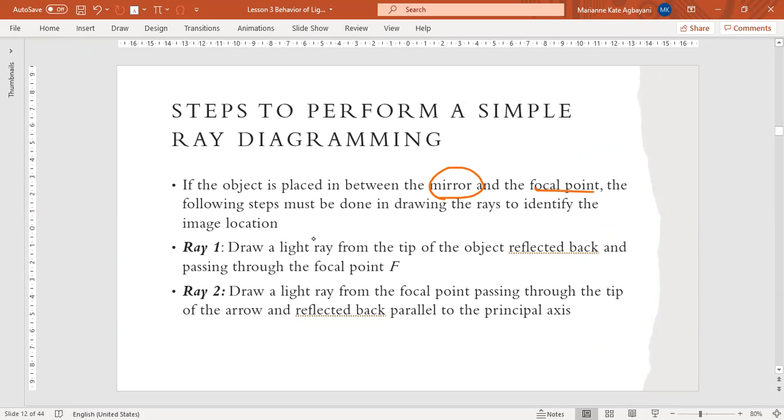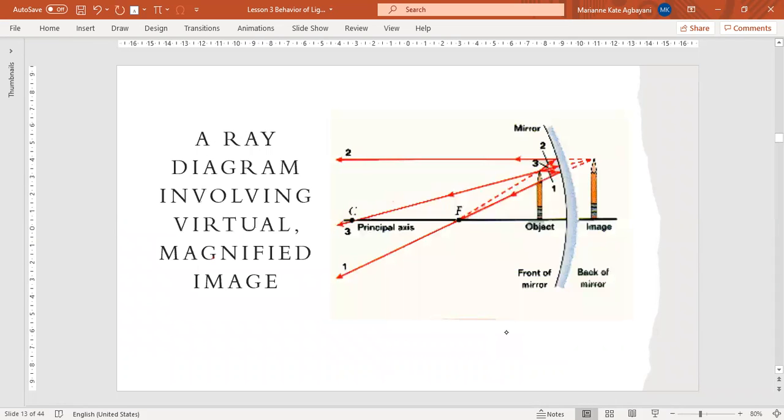First, ray 1. Draw a light from the tip of the object reflected back and passing through the focal point. Ray 2. Draw a light from the focal point passing through the tip of the arrow and reflected back parallel to the axis. So, let's have that one. Okay, so ito yung object natin.